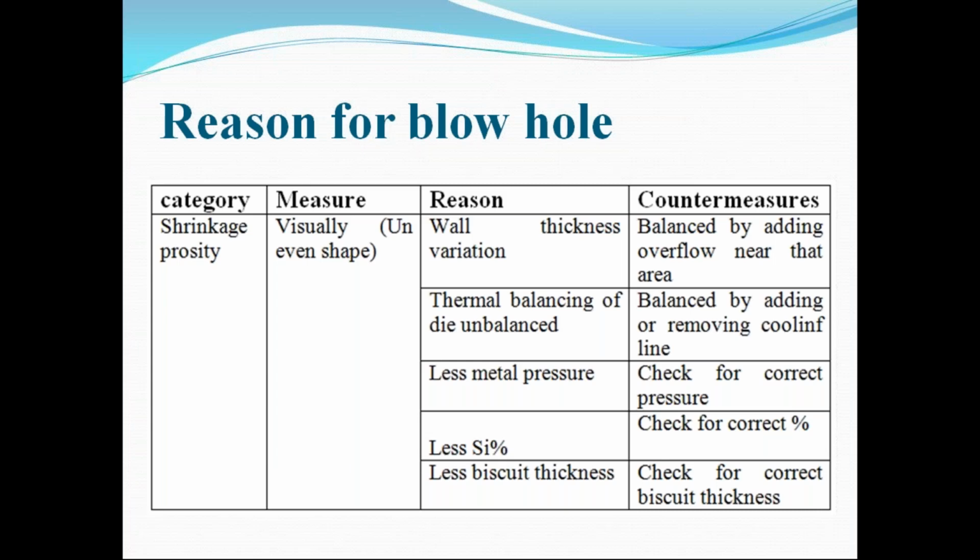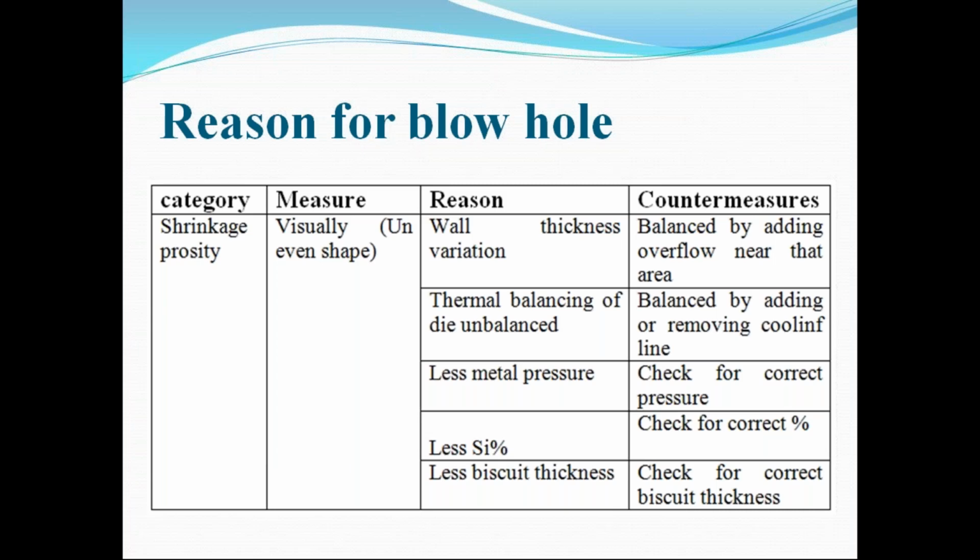Initially the solidification takes place from the biscuit, because its thickness is less compared to the product thickness. Where thickness is less, the solidification rate is higher. So the direction of solidification is from the biscuit towards the product. Okay, at first the biscuit solidifies, then the gating system, then finally the product. Now if the biscuit thickness is higher compared to the product thickness, what happens? Initially the solidification takes place first on the product, then it goes towards the biscuit.